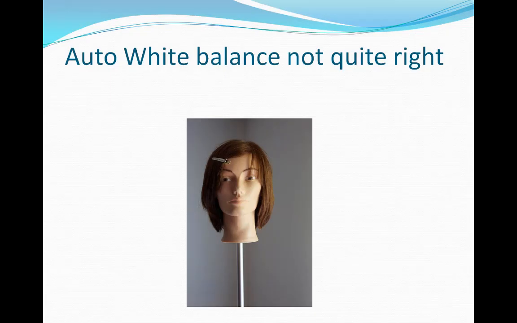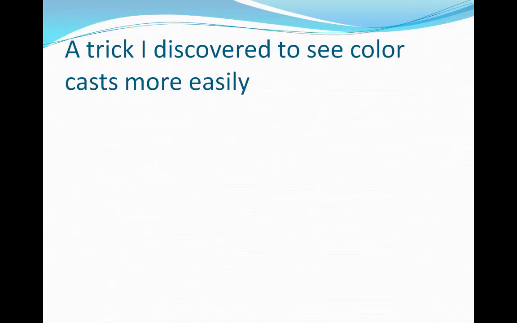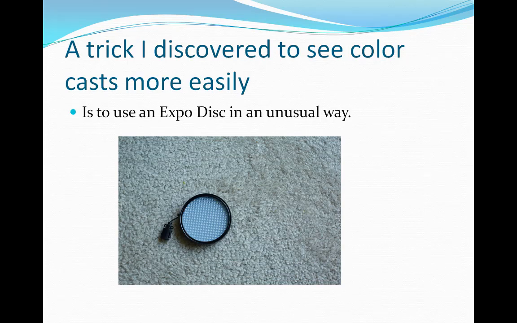As you know, if we have a color cast and we just hit the auto white balance tool in our editing software, we don't quite get the correct color. This back wall got a little pinkish to it where it's off white, so it's not right. A trick I discovered to see the color cast more easily is to use an Expo Disc in an unusual way. Expo Disc usually is for getting your exposure and checking your white balance, but I'm using it a little bit differently. And here is the Expo Disc.